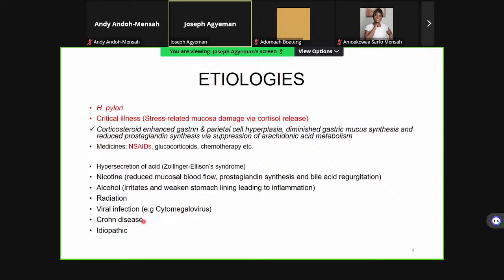At times, you can search and search and search. None of these inputs could be identified as the cause. Then you become an idiot. In that case, you are an idiot because you are unable to find the underlying cause. So we describe it as idiopathic. You are unable to identify the etiology of this person's ulcer.